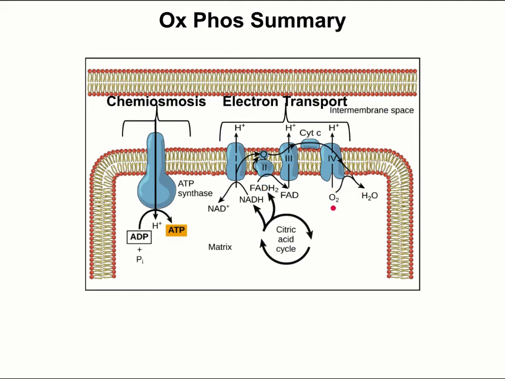Here is a quick summary. In electron transport, the electrons in NADH and FADH2 flow to oxygen and give up energy as they do so. That energy is used to pump protons out of the matrix to generate a proton gradient. The energy of the proton gradient, in turn, is captured as ATP when protons flow back across the inner mitochondrial membrane through ATP synthase. Let's look in more detail at each of these processes individually, starting with electron transport.